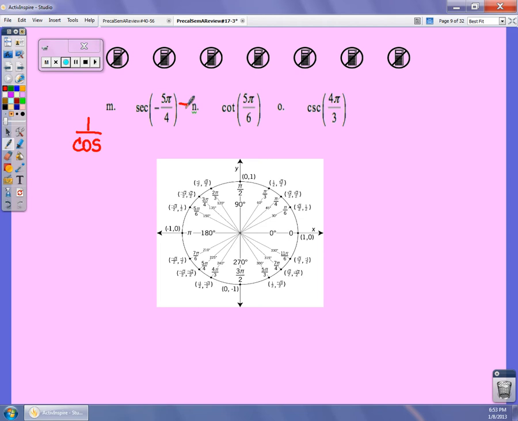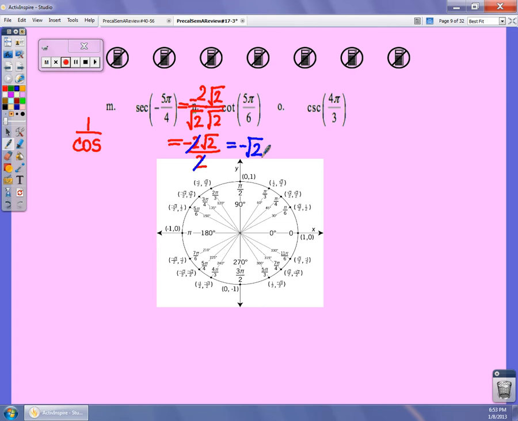So what we're going to get is negative 2 over square root of 2, and then we're going to have to rationalize. Multiply top and bottom by square root of 2 over 2, and what we get is negative 2 square root of 2 over 2, and then we know that those 2's divide out, and we get just negative square root of 2. Now that was our answer for M.